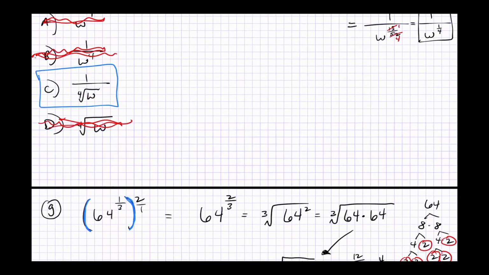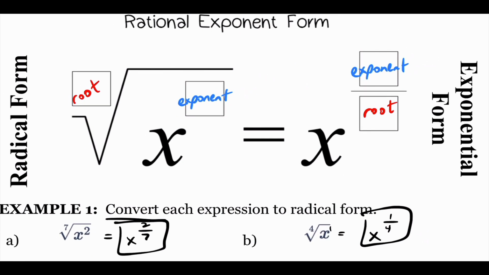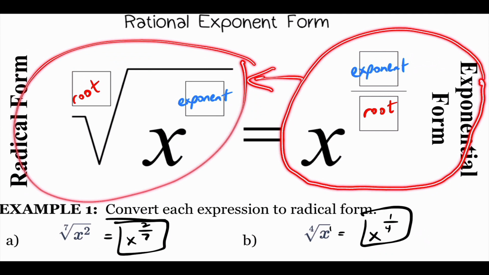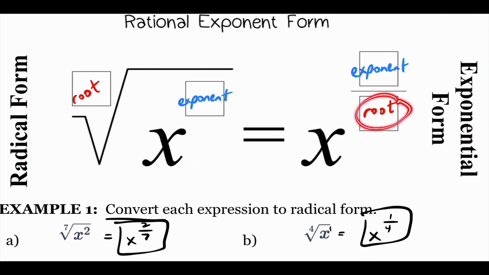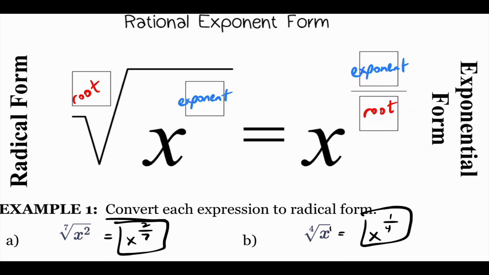On Monday, we did notes, and we had 2 forms, right? One form has a radical, it's called radical form. One form had an exponent, it's called exponential form. Okay, right now we're over here. Right now we're in the one circle. That's the form we're in right now. We have to change it to this form over here. Okay, so the root, the bottom number goes here. The exponent, the top number goes here. That's the first thing we're going to do.